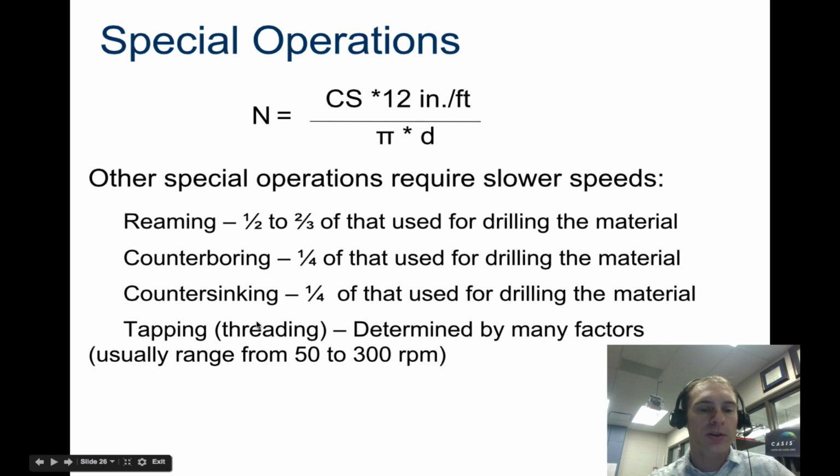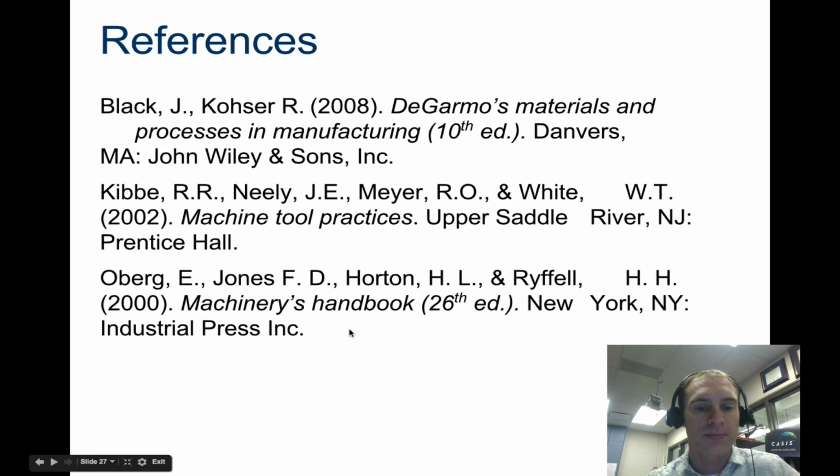And then tapping, which would be threading. We don't actually have any tapping bits, but if you wanted to buy one, you could probably buy one for maybe $10, and then you could have your own tapping bit that you could use in a milling machine. And that's it.